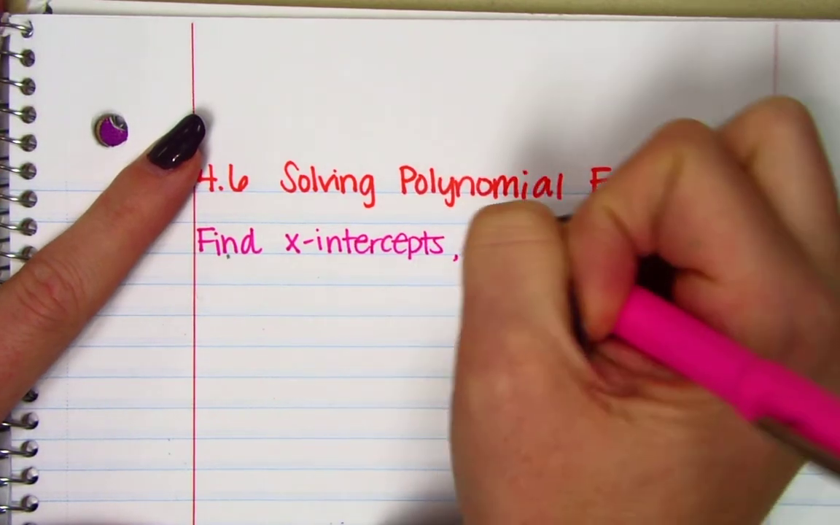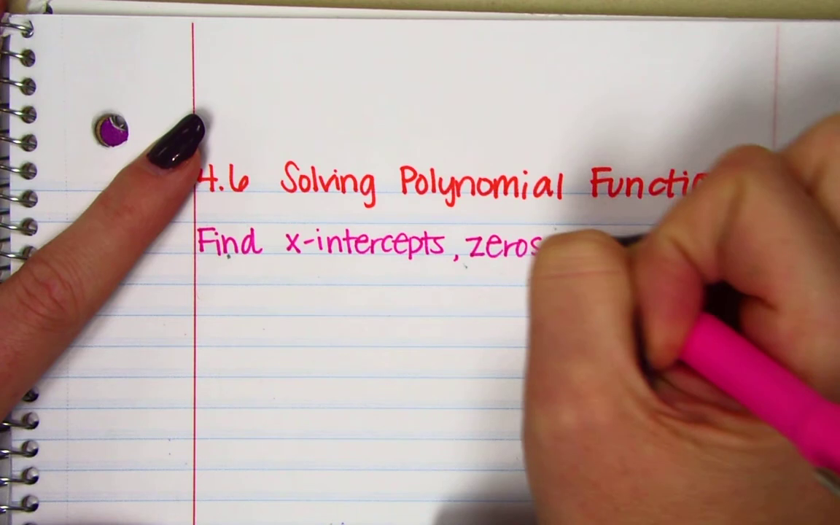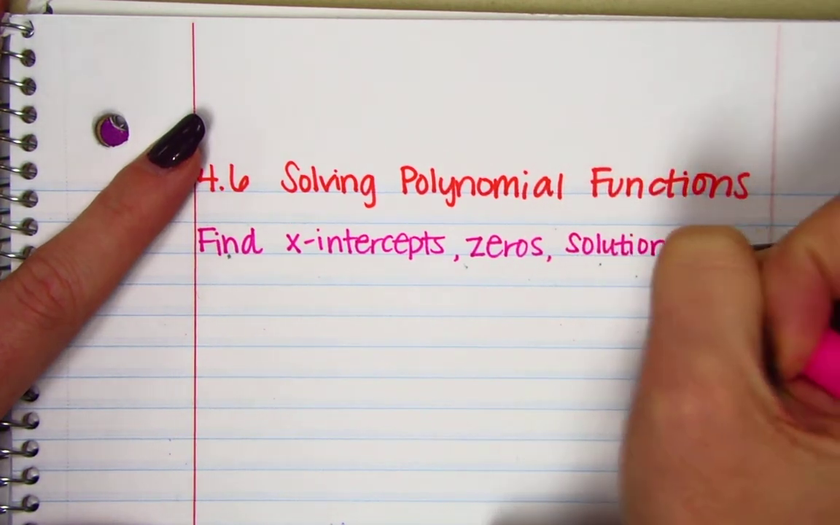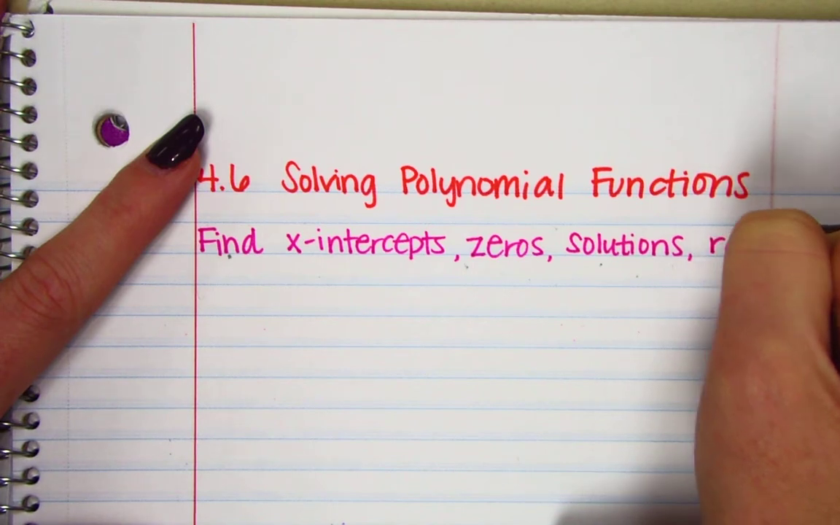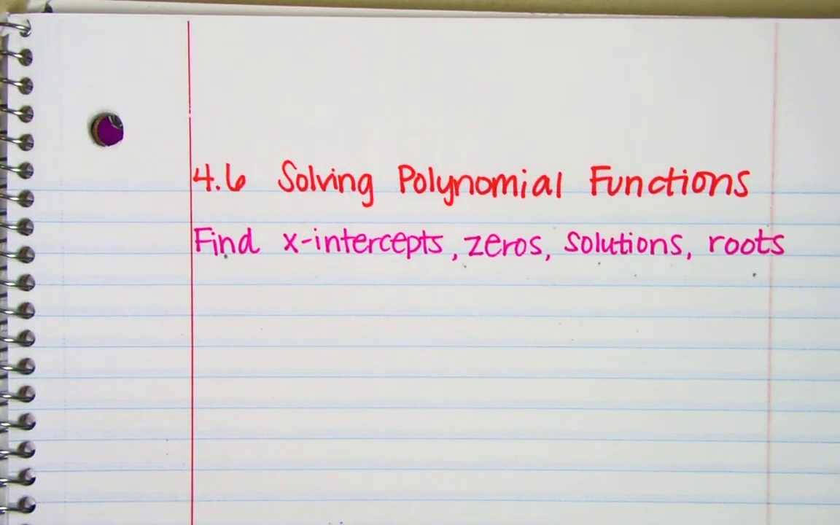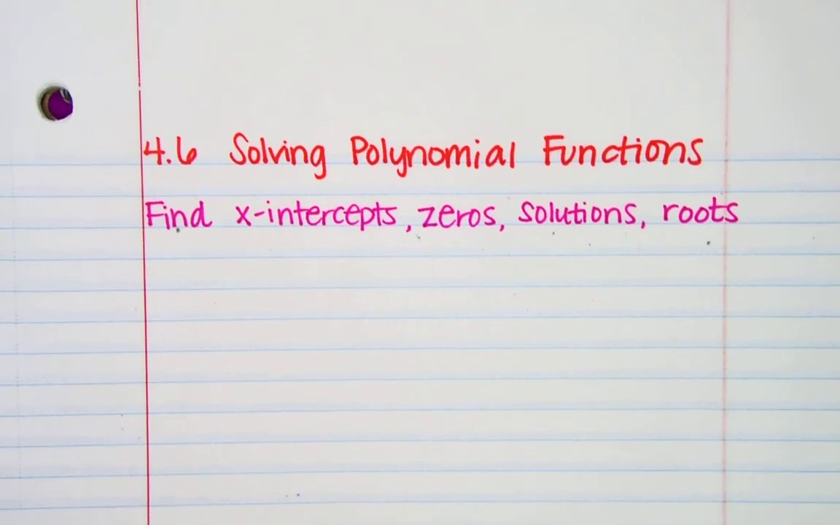Another word for x-intercepts is zeros. Another word for that is solutions. We're solving. And another word is roots. These are 4 words that are synonyms. They might ask you to find any of these 4 things. They mean the same thing. They mean do this, what we're going to do to solve it.